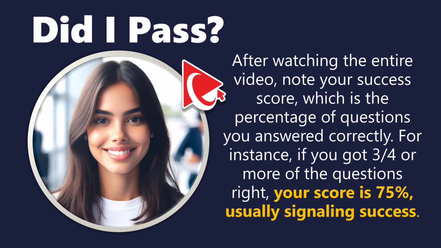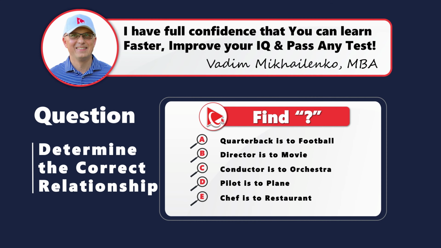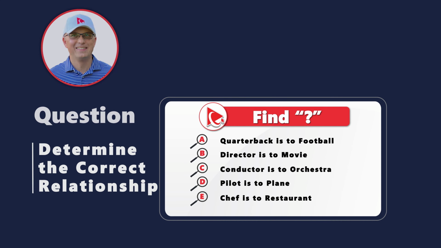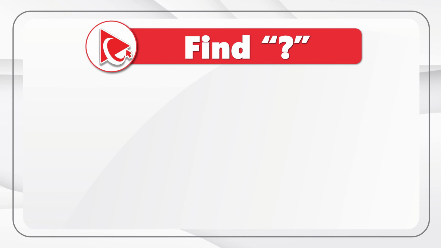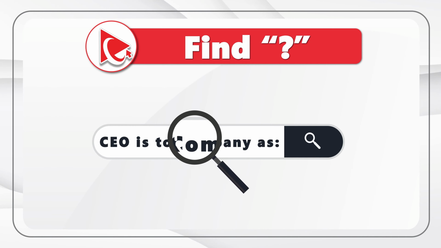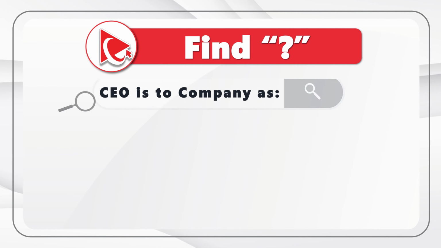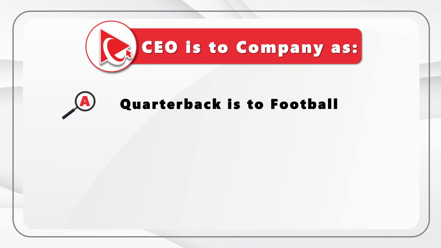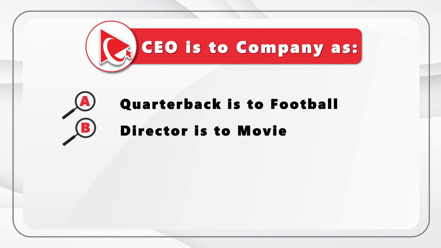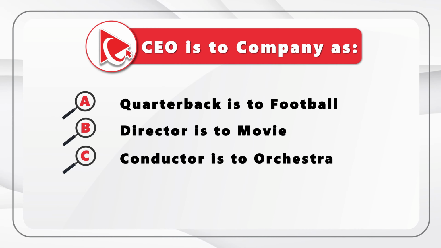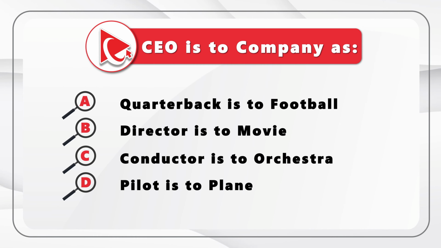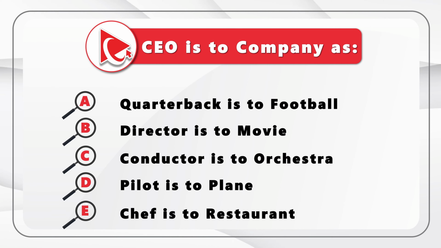Very frequently, you might be presented with a question where you need to determine the relationship. This is one of these types of questions. You need to determine if CEO is to the company as choice A, quarterback is to football, choice B, director is to a movie, choice C, conductor is to orchestra, choice D, pilot is to plane, or choice E, chef is to restaurant. Take a close look to see if you can come up with the right relationship.